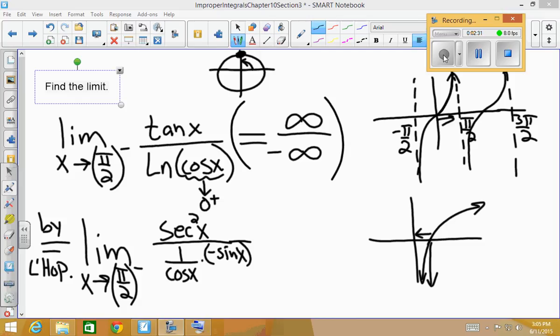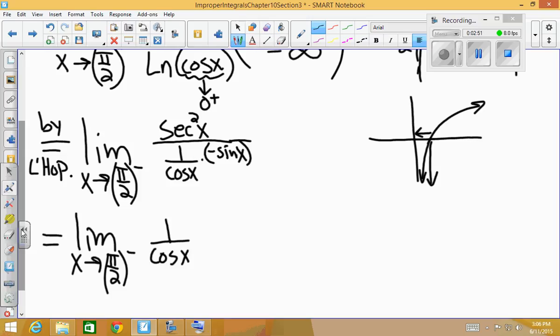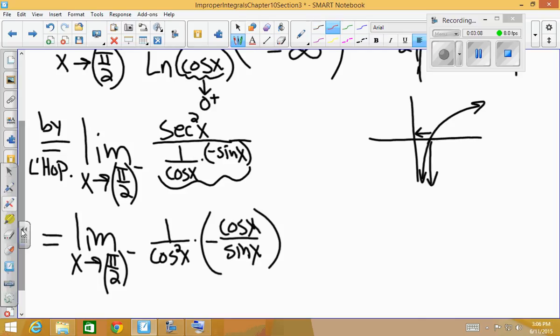Now we should simplify this before we try to evaluate this limit. So the limit as x approaches pi over 2 from the left. Secant of x is 1 over cosine of x, so 1 over cosine of x squared, times negative sine of x times cosine of x. We're dividing by that. That's the same as multiplying by the reciprocal. So cosine of x divided by the sine of x. One of the cosines will cancel. So cosine of x will have 1 cosine of x left over.